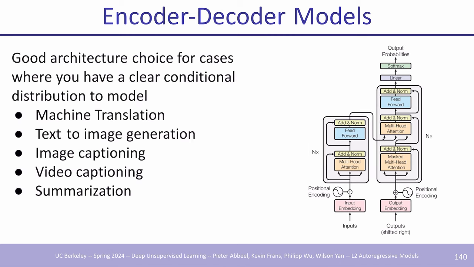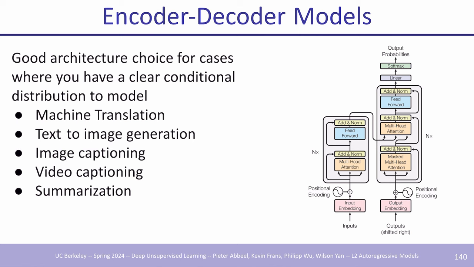And in general, this is a pretty good architecture for the case where you have a very clear conditional distribution model. So in some sense, a very clear input-output. So for machine translation, you have your source and target language. Text-to-image generation is text and image. Image captioning: input is image, output is text. Input is video, output is text. Summarization: input and output are both text, but very clearly structured in some way. So in that case, these models work pretty well.